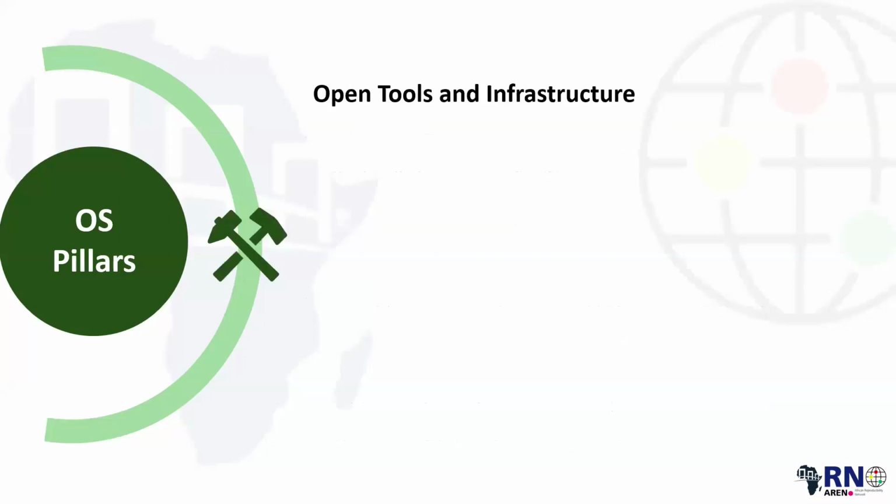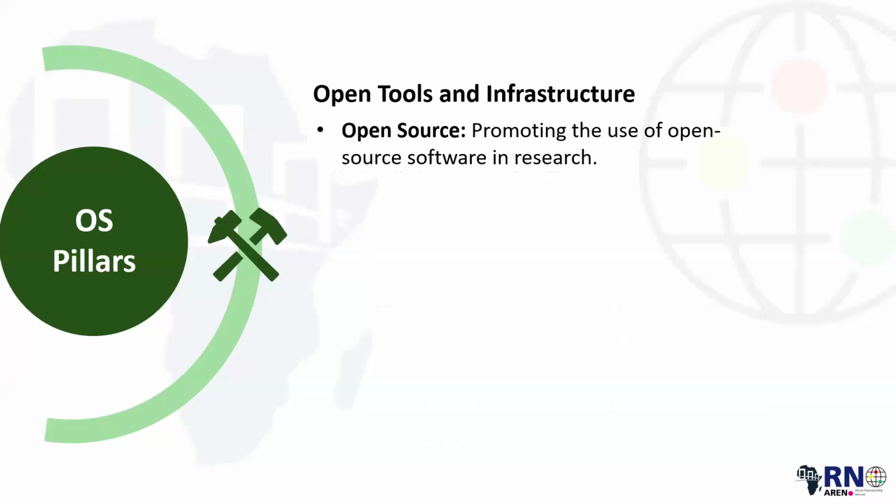And then we have the open tools and infrastructure, and these include open source, which is promoting the use of open source software. So making software that can do analysis or can do certain tasks openly available for everyone. And one very famous example is R, the statistical program that is open and available for everyone to use, and for everyone to sort of deposit their methodologies on for others to use.